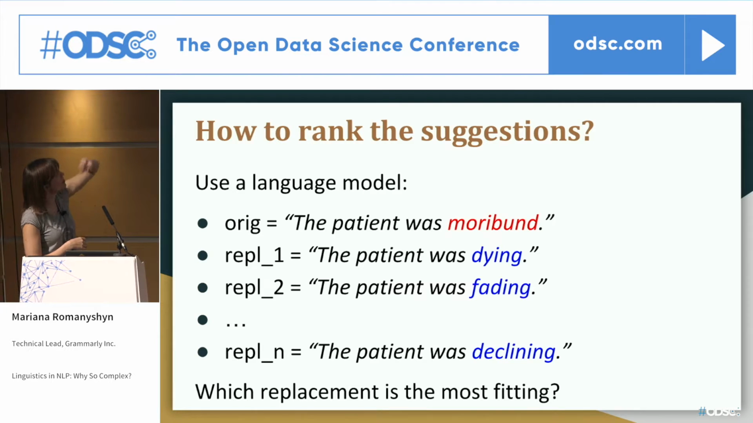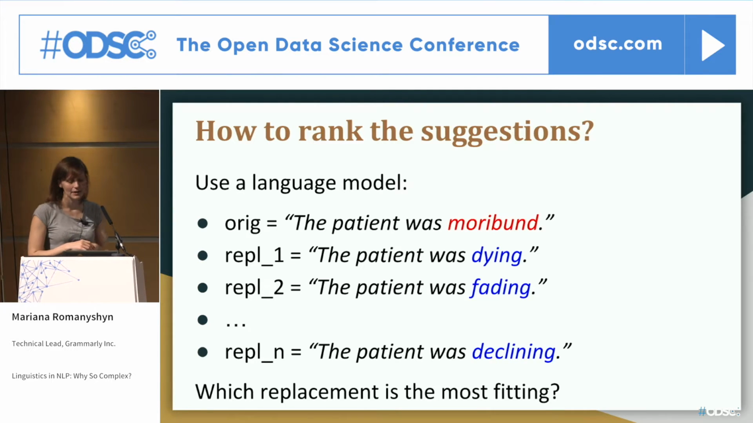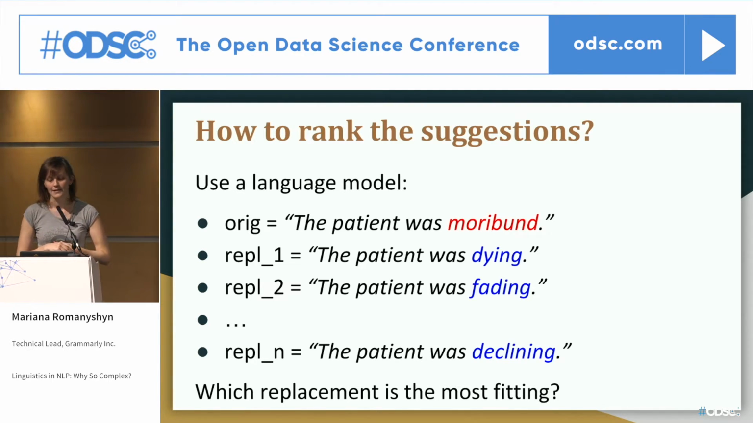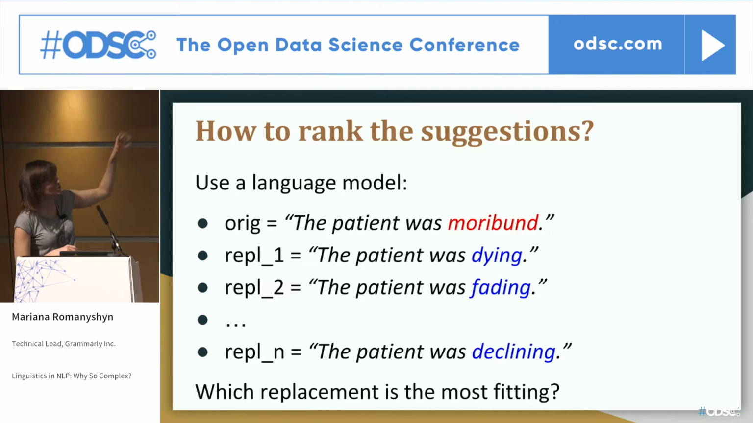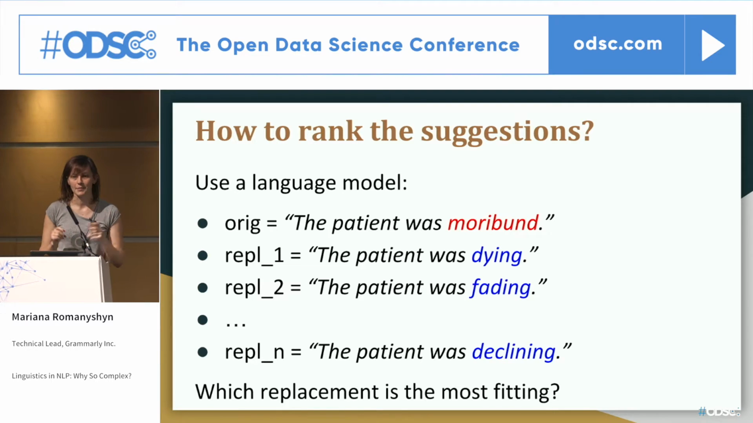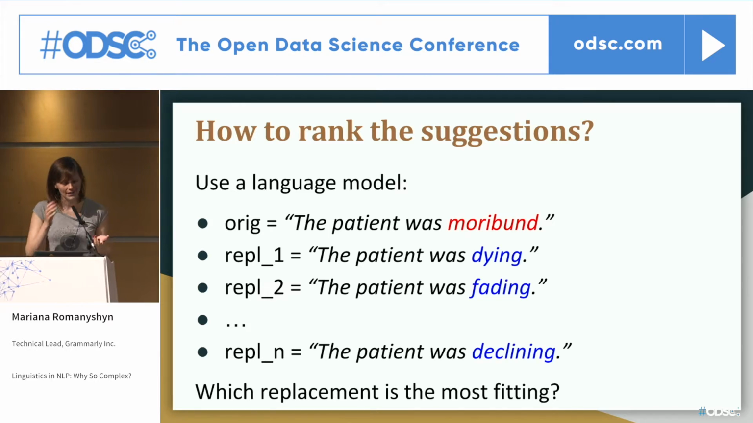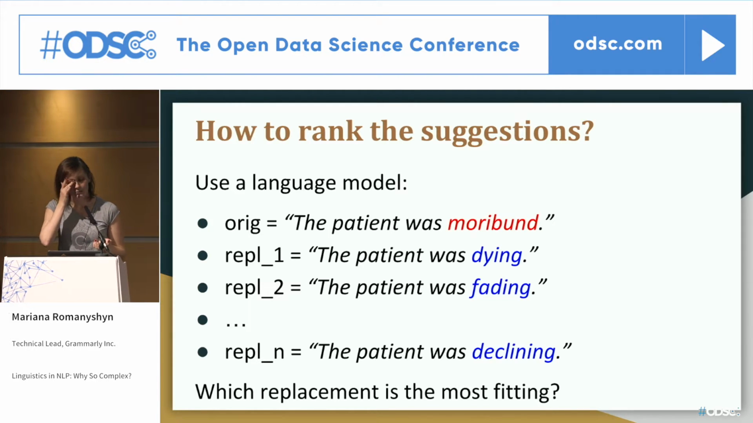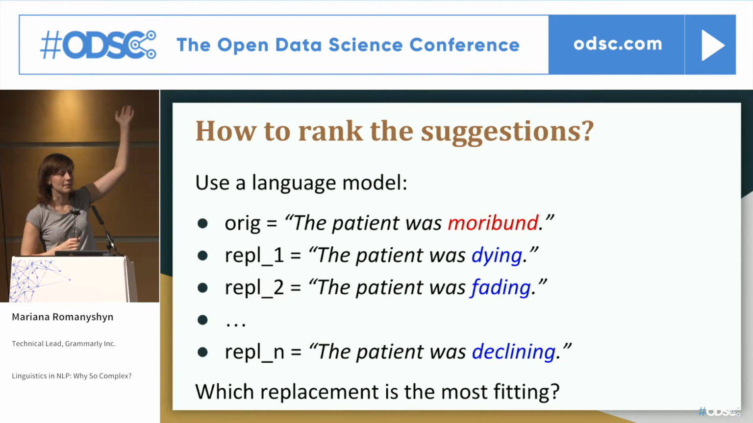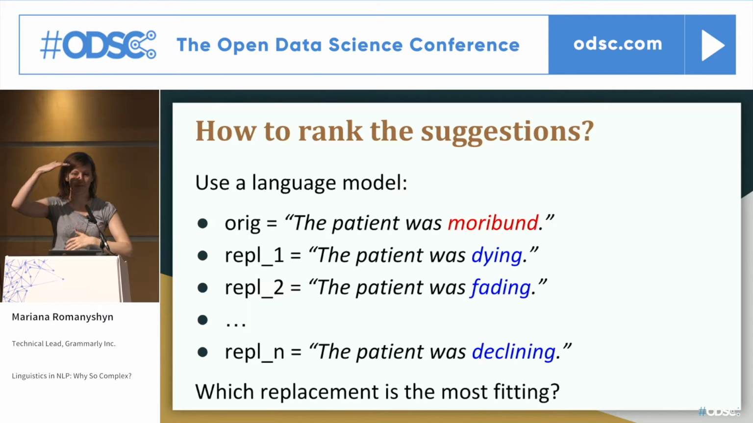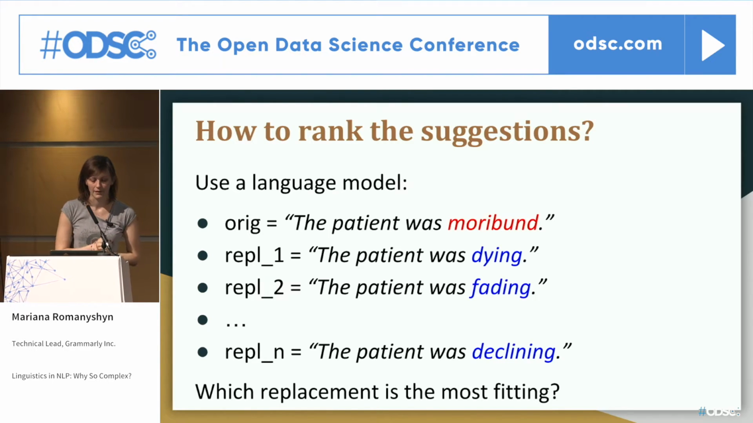Say we have an original sentence, then we have a list of replacements. For moribund, for example, we can find synonyms like dying, fading, and declining, which doesn't really fit the context, right? Because it's a bit different meaning, and the patient cannot decline, and so on. So we want, for example, our first replacement, dying, to be ranked first, right? But we have the whole list of them. We have to re-rank them somehow.